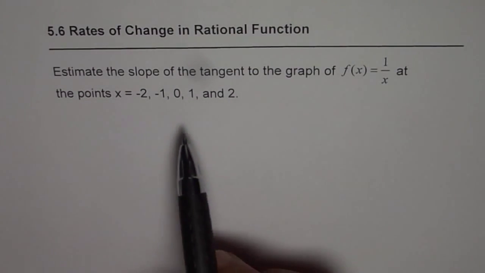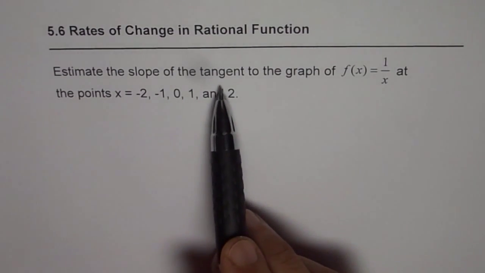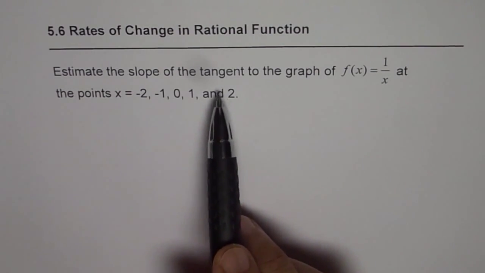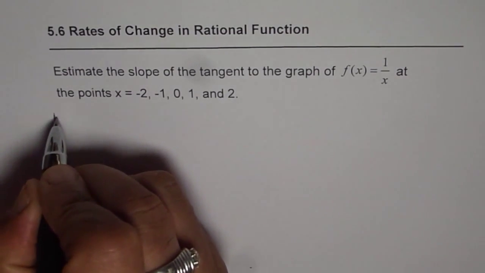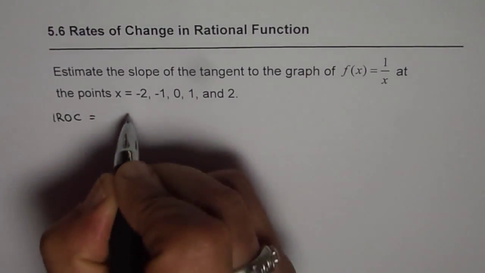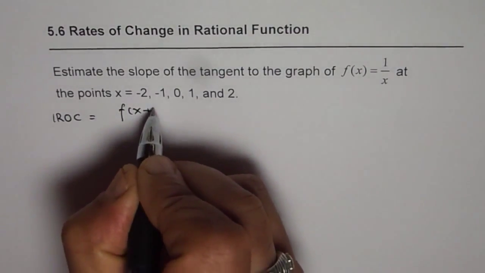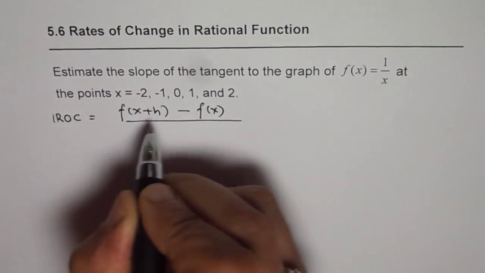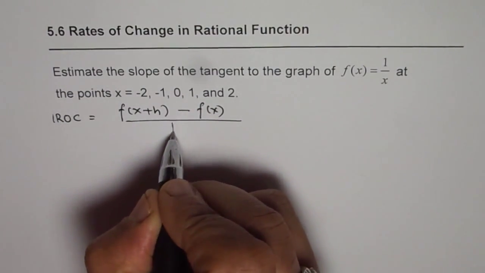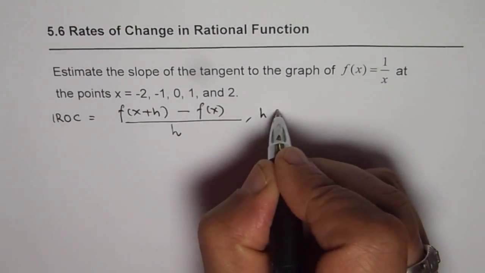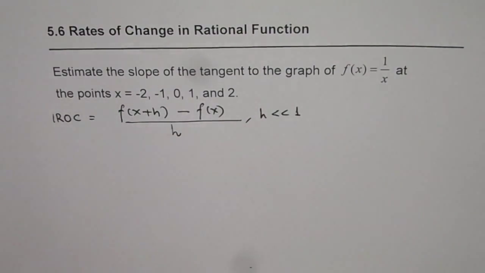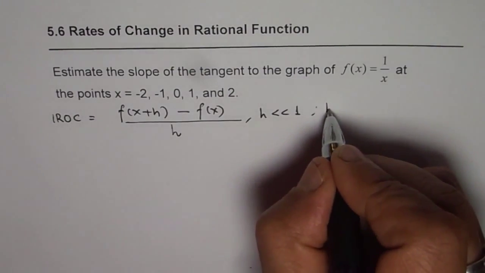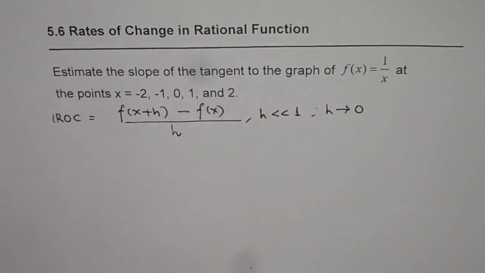Whenever you have multiple points where we need to find the slope of the tangent line, we prefer to use the difference quotient method, right? So the instantaneous rate of change is given as f of x plus h minus f of x, divided by x plus h minus x, which is h, where h is very small compared to 1. At times we also write this as h approaches 0.